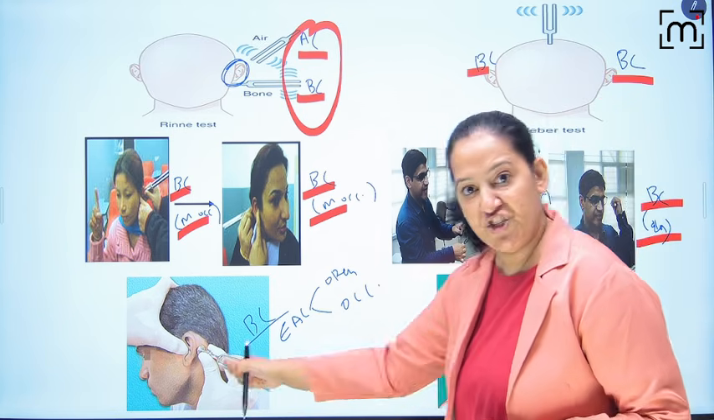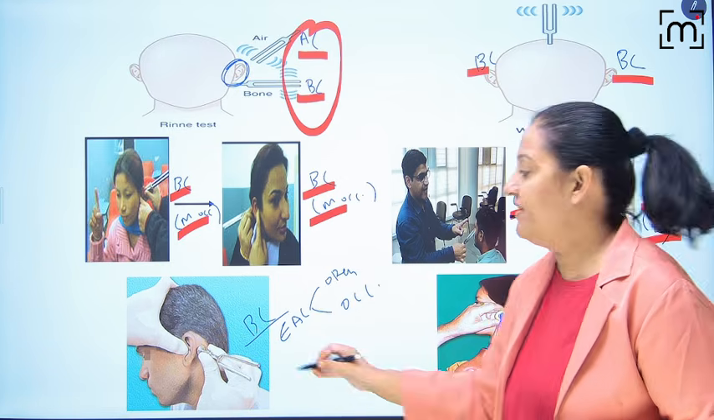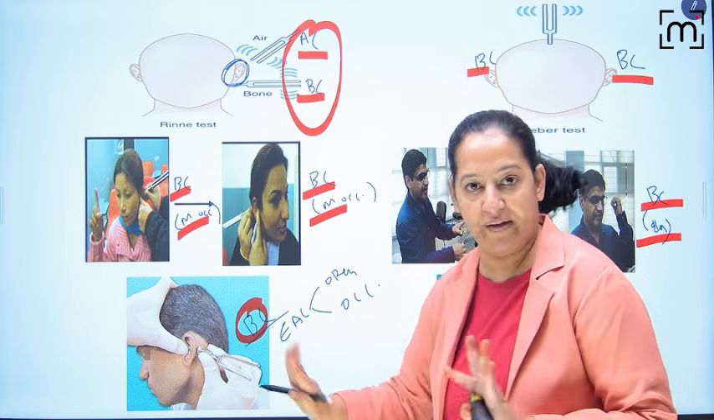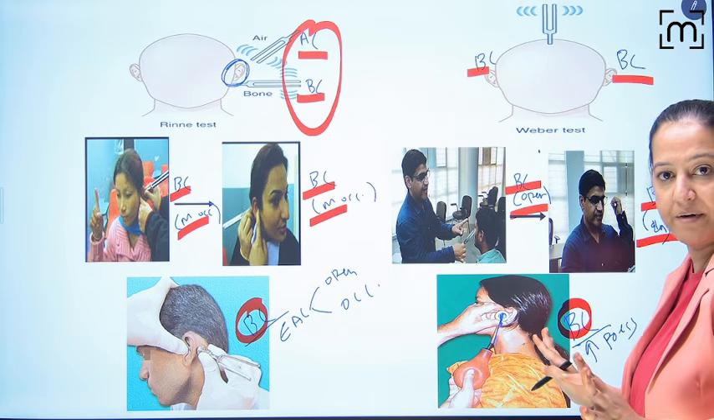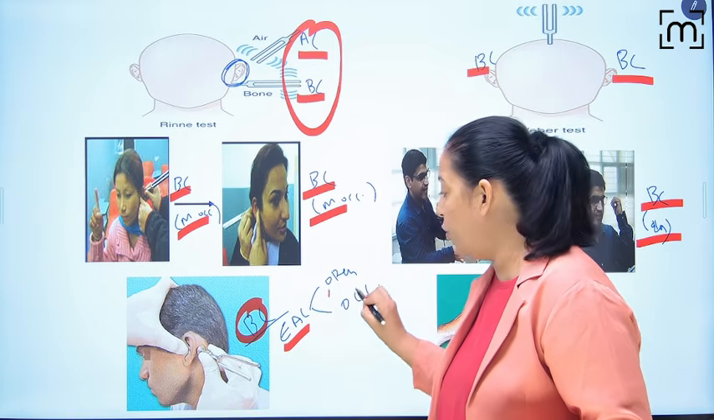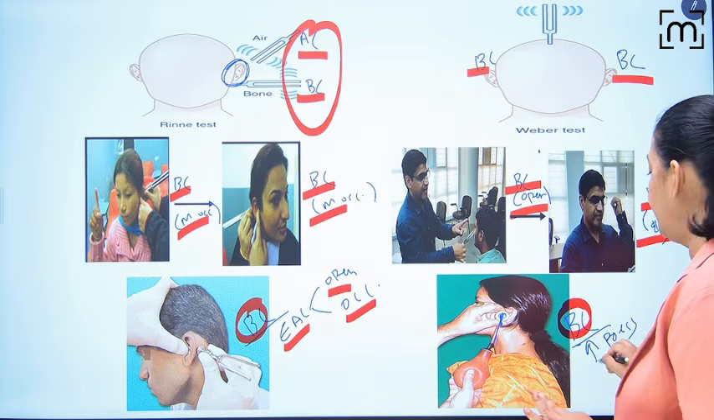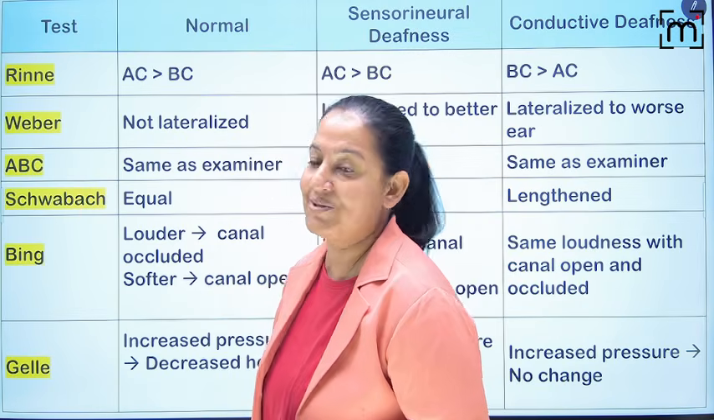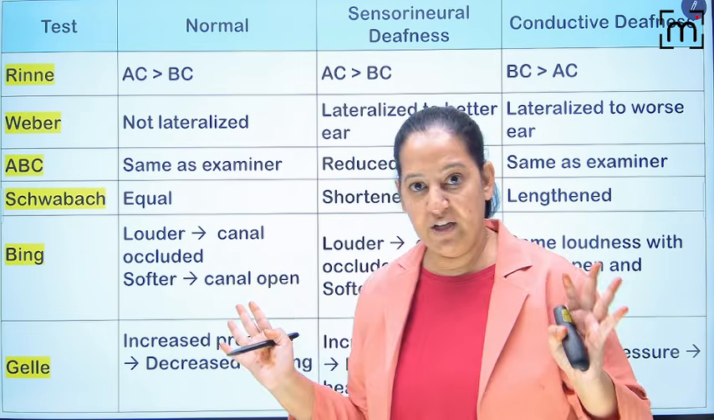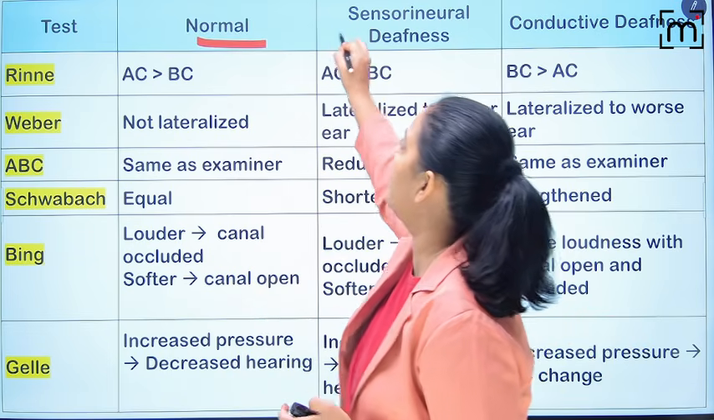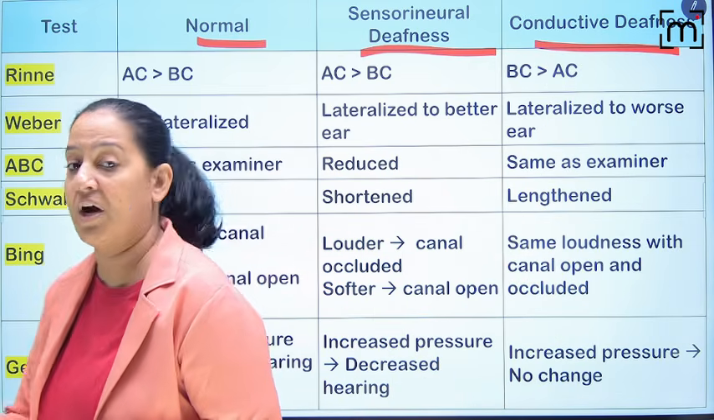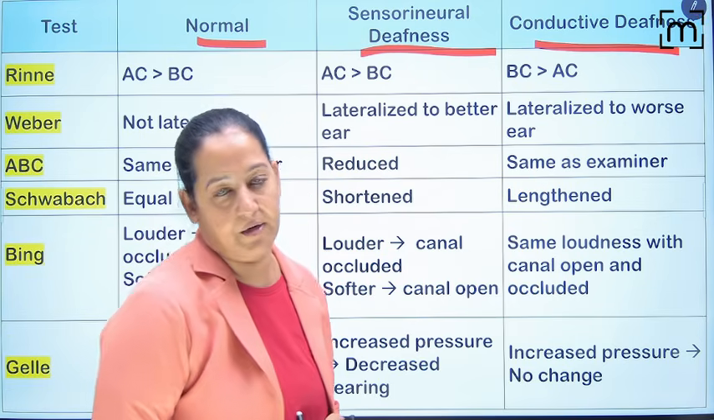Okay, and in Bing and Gelle, we see BC of patient only. There is no examiner. Here patient and examiner both. Here only patient, no examiner. We see the effect of EAC open and close on BC. We see here the effect of increasing the pressure on BC. I tried really hard. So this is the principle and this is the interpretation. Interpretation you have to write down in 3 portions: what happens normally, what happens in sensorineural deafness, what happens in conductive deafness. I have explained each and every thing of this table with the help of a flowchart. And I guess we are done with these tests.